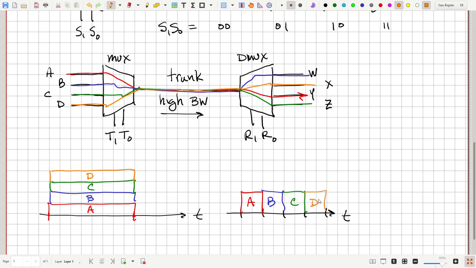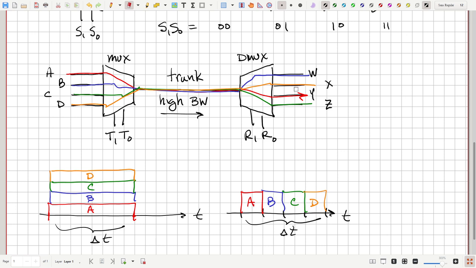Now notice what happened. You have the same amount of time, delta T here, and you transmit all the data, but in this case, it's four data streams at a relatively low data rate. Here, you've got four data streams in different time windows at a much higher data rate. So you can transmit all of these parallel channels over one channel at a much higher bandwidth.